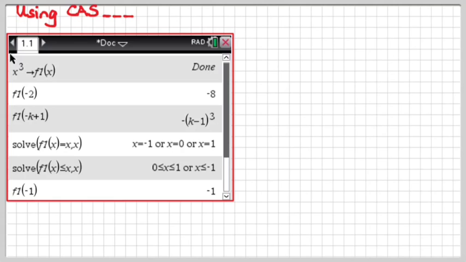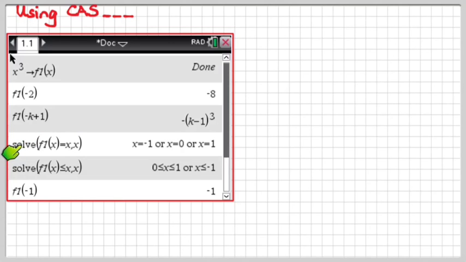Over the screen we go, and we're going to have a look at a couple of CAS screens now to show you how to do these things from the previous example on CAS. Now we're using the TI Nspire. You might be using something else, Casio or something else, that's fine. I'm just going to show you on this particular screen the TI Nspire. You need to know how to do all these things very fluently. I've basically just defined x cubed as f1 of x on the calculator. Then I put in f1 of minus 2, I got minus 8. I put f1 of minus k plus 1, I got that.